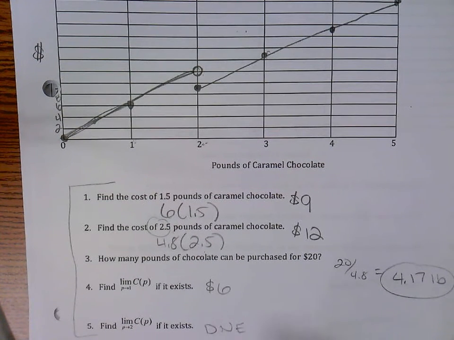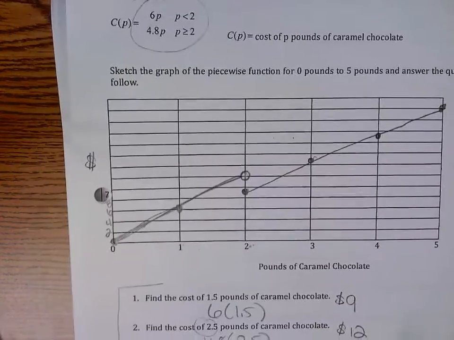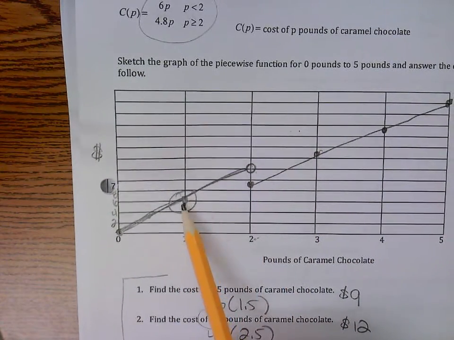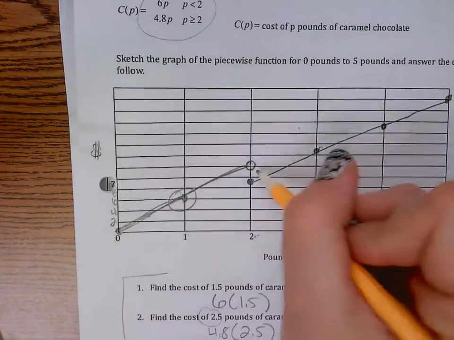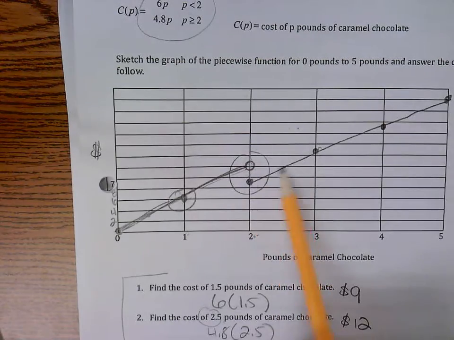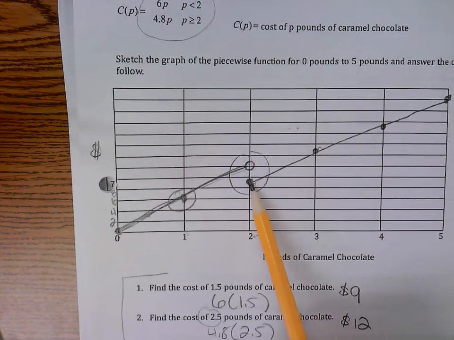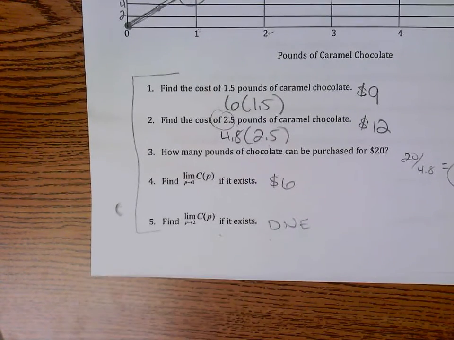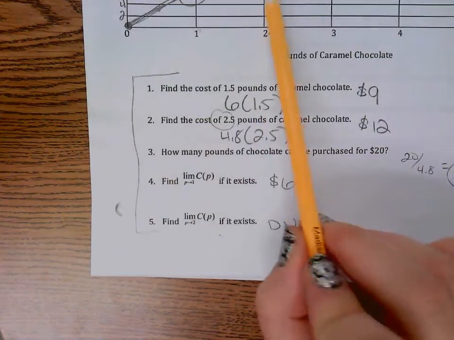And then the limit at 1, the graph is approaching the same value on both sides, so I said the limit was 6. But the limit at 2 is a problem because we're approaching 12, but we're also approaching whatever this was, 9.6. So the limit does not exist at 2. And that's where the problem comes in.